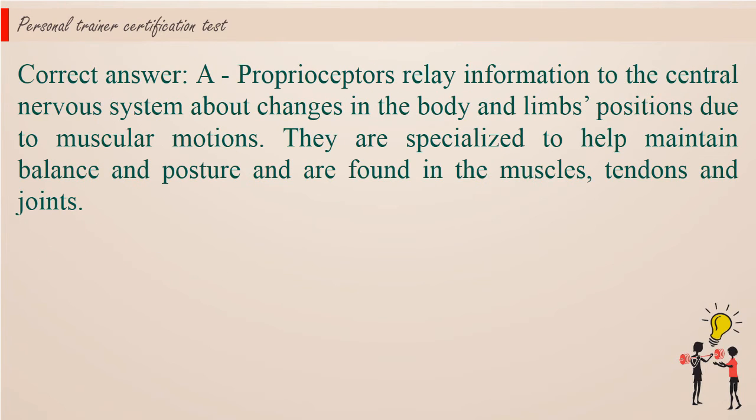Correct answer, A. Proprioceptors relay information to the central nervous system about changes in the body and limbs positions due to muscular motions. They are specialized to help maintain balance and posture and are found in the muscles, tendons and joints.